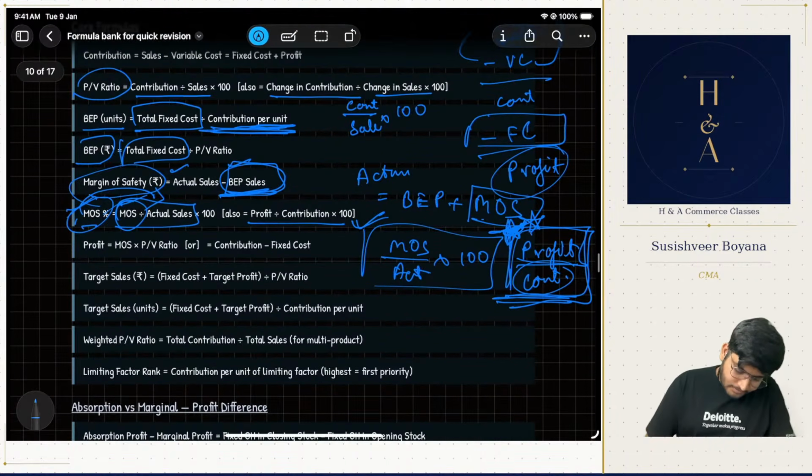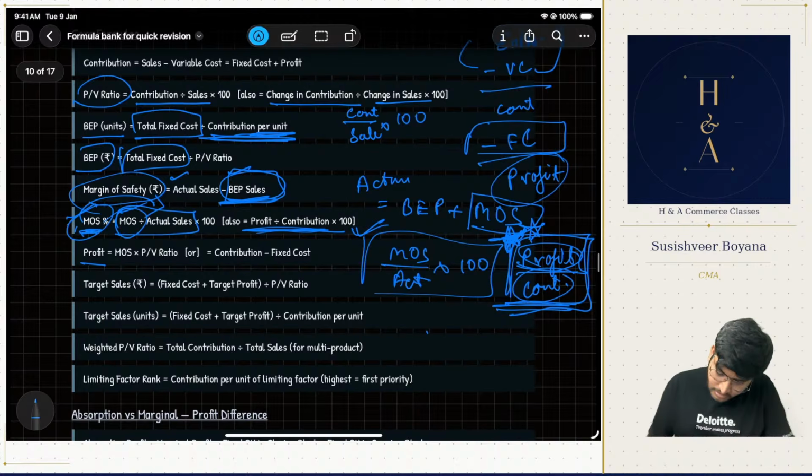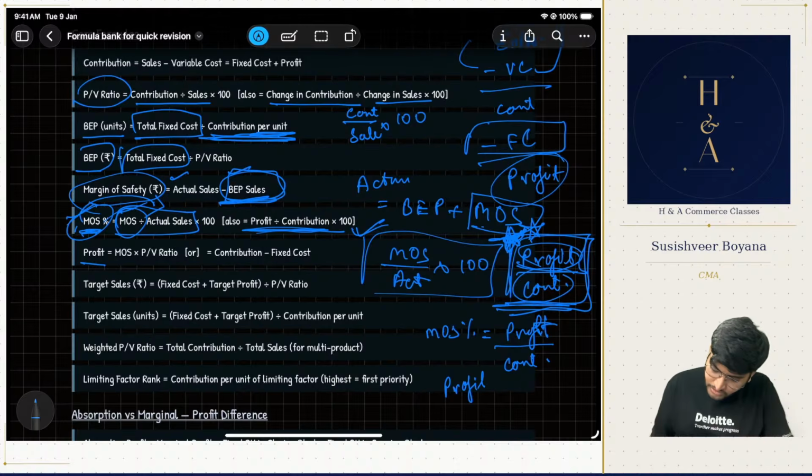Then profit equals to, again, remember MOS percentage is profit by contribution. MOS percentage equals profit by contribution. That means profit equals MOS percentage into contribution.